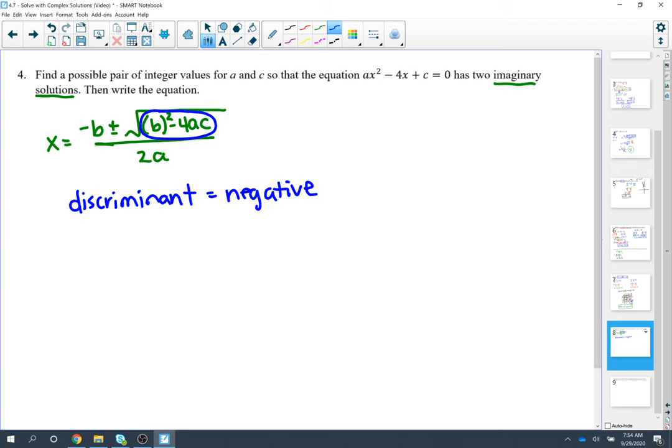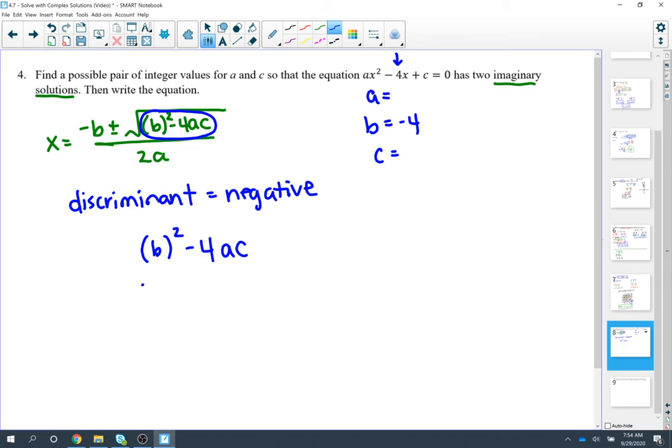If you take the square root of 0, that's where you get the one solution. And if you take the square root of a positive number, that's where you get the two real solutions. So I need, in parentheses, b squared minus 4ac to be a negative number. Well, a equals anything I want it to be, b equals negative 4, and c equals anything I want it to be. That's what I'm trying to find out.